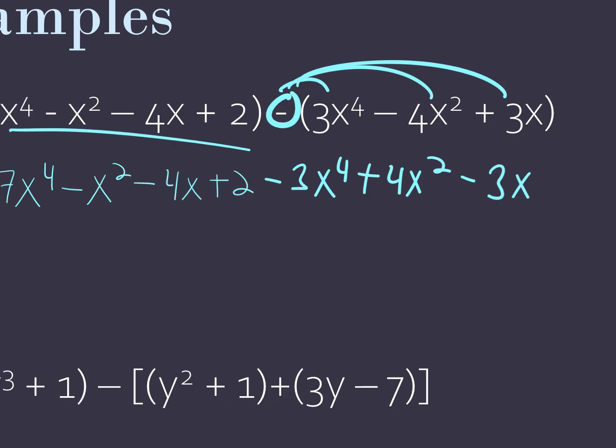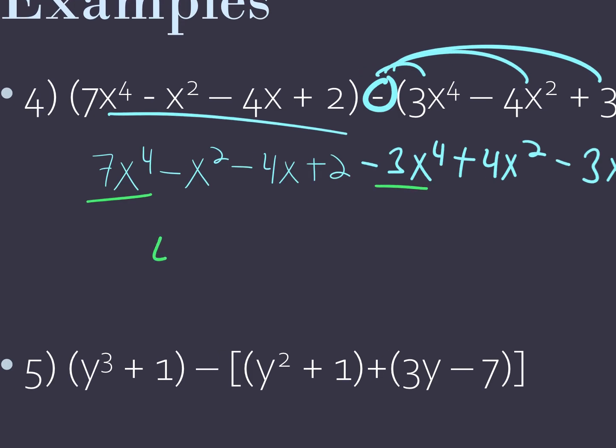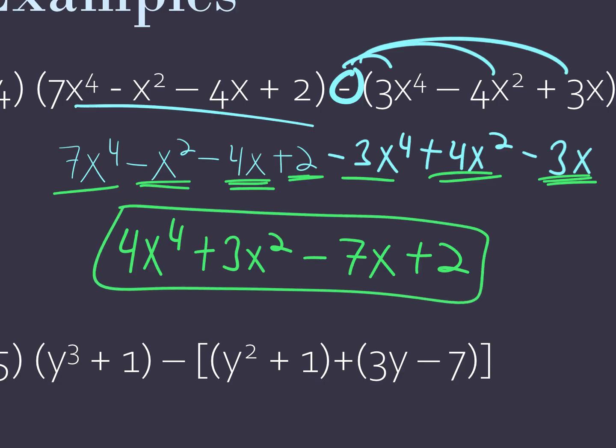What are like terms here? Anything to go with the 7x to the 4th? Good, right? So minus 3x to the 4th, what's that going to get you? 4x to the 4th. All right, anything to go with the -x squared? Good, 4x squared, what does that get you? Good, 3x squared. All right, anything to go with the -4x? Good, -3x, what does that get you? Good. And then anything to go with the 2? No, so we just write plus 2. And then there's nothing more we can do, so then that's our final answer.